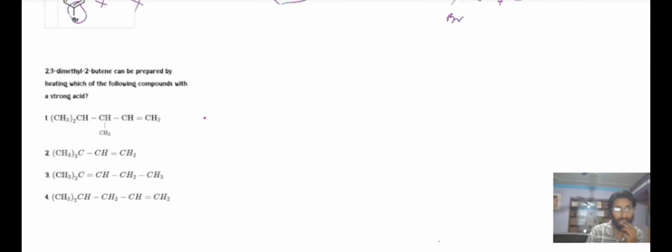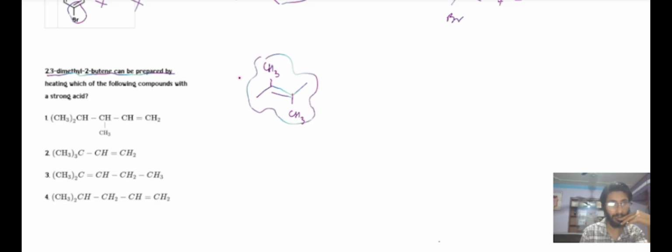Okay, we have question number 3. That's also a good question. What's the question? 2,3 dimethyl 2 butene can be prepared by heating which of the following compounds with strong acid. So this is 2 butene; on the 2 position we have the double bond, and on the second position we have CH3, and on the third position we have another CH3. Which of the following can make this product?